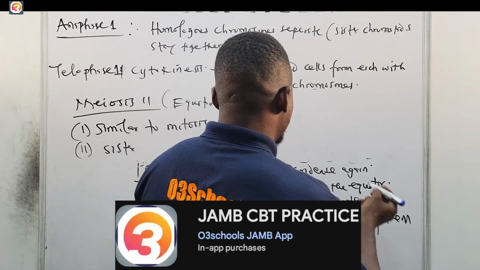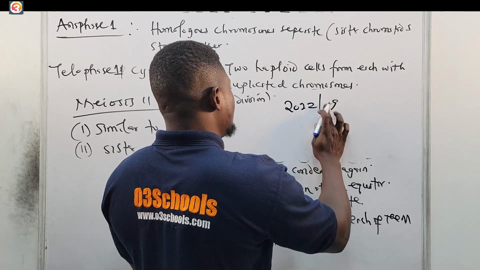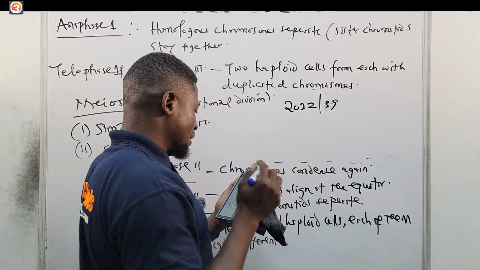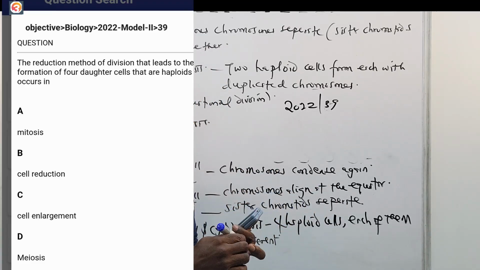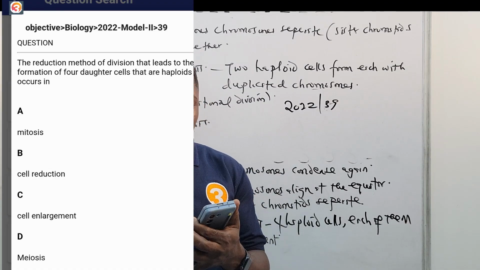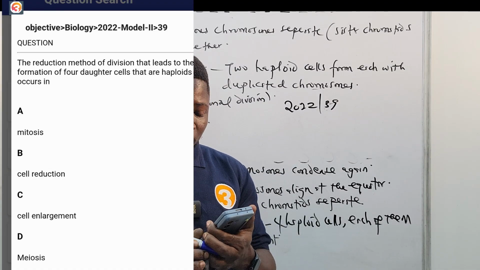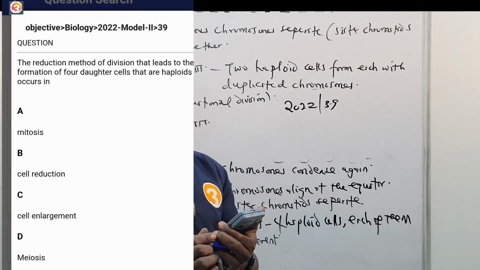The assignments, 2022 number 39. Go to the application, 2022 number 39. The question says that the reduction method of division that leads to the formation of 4 daughter cells that are haploids occurs in: A, mitosis; B, cell reduction; C, cell enlargement; D, meiosis.